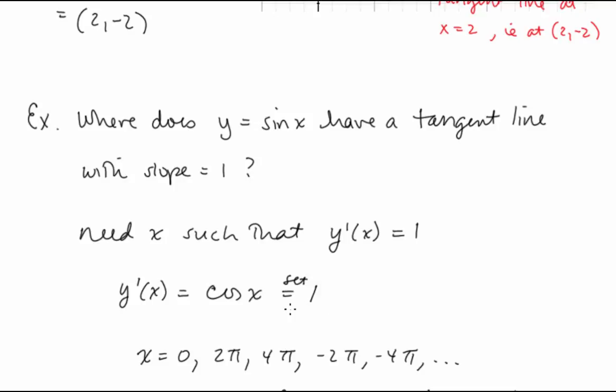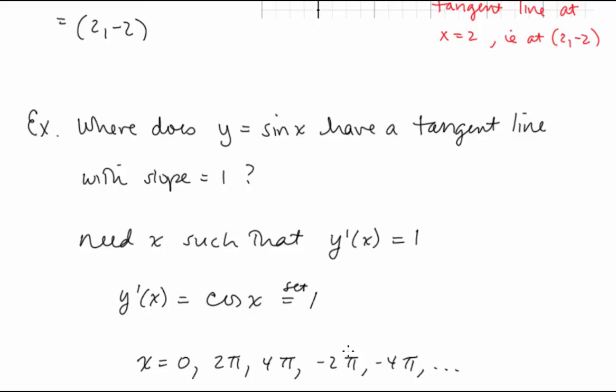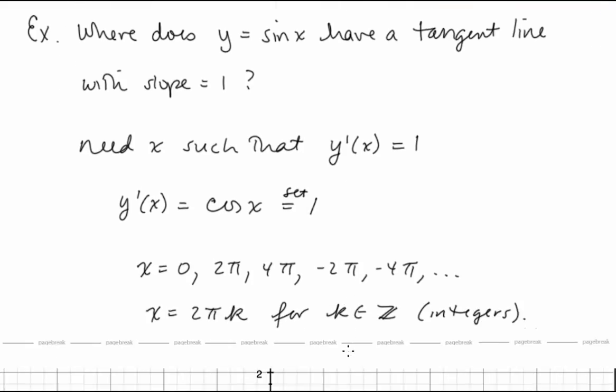Where does this happen? Where is cosine x equal to 1? Well, we know it happens at x equals 0, 2 pi, 4 pi. Also going in the negative direction, it happens at negative 2 pi, negative 4 pi. So note that we're talking about the even multiples of pi, and so we note that as x equals 2 pi k for k in the set of integers. So k includes 0 and all the positive and negative whole numbers, and so the set x equals 2 pi k represents all of these values for which cosine is equal to 1.